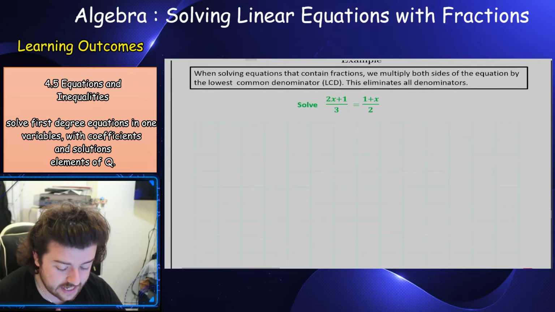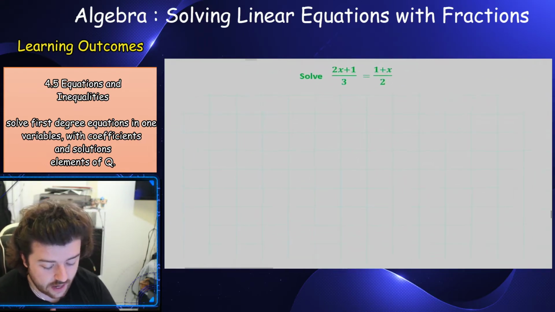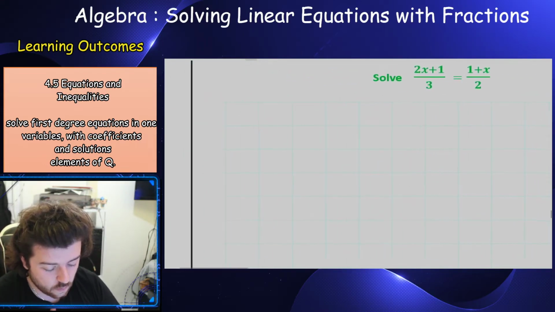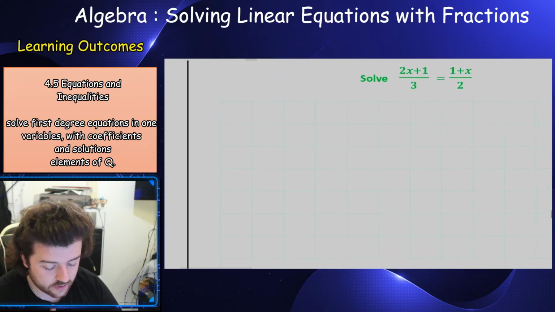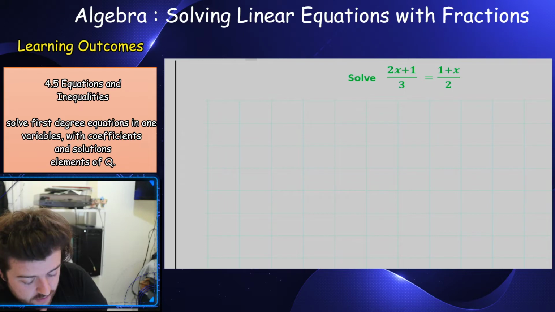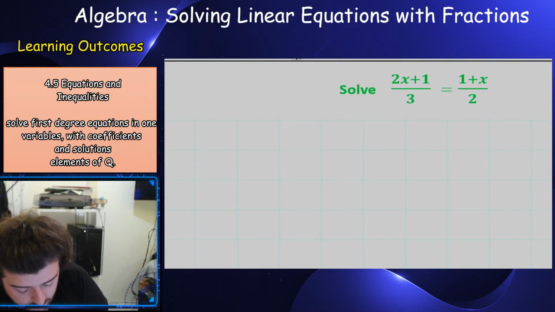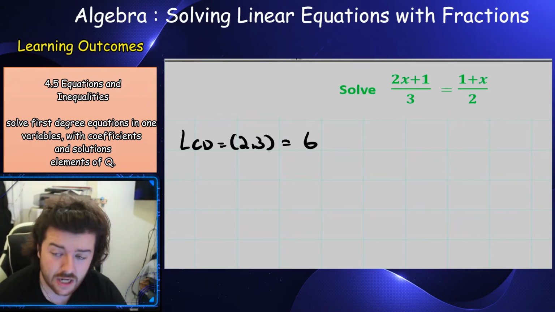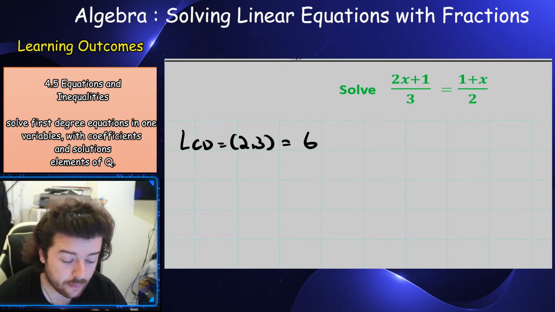So here's an example. Solve (2x + 1)/3 = (1 + x)/2. First of all, I need to find my lowest common denominator. The LCD of 2 and 3 is 6, because that's the lowest number that 2 and 3 both divide into.